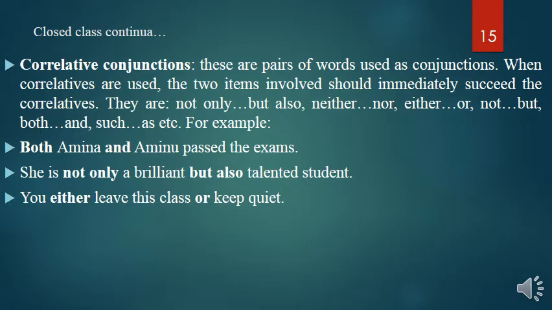Correlative conjunctions. These are pairs of words used as conjunctions. That is, they are in pairs. For example, neither, nor, either, or, not, but, both, and so on. If we go to this example given, both Amina and Aminu passed the exams. We can see that the two words are used there. That is correlative. They are used in pairs.